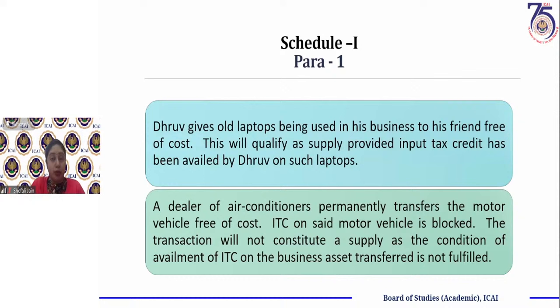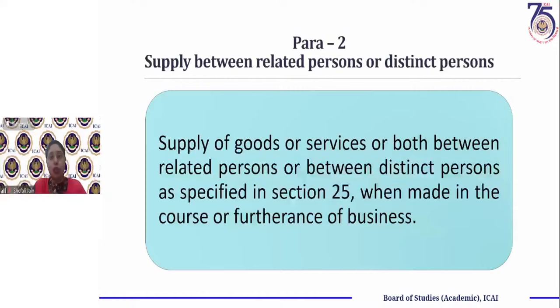So whenever we have to determine whether a particular transaction is supply or not, we always have to keep in mind consideration, business test, and that supply should be of goods or services. All these things have to be collectively considered. But when we are considering the activities of Schedule 1, this condition of consideration has to be foregone.